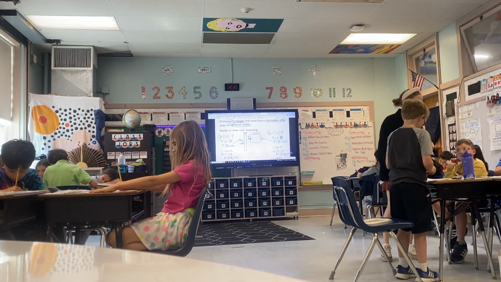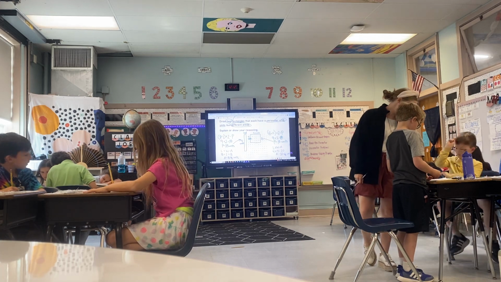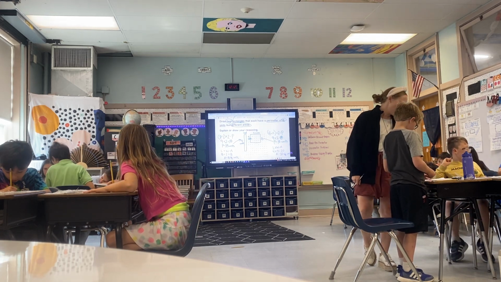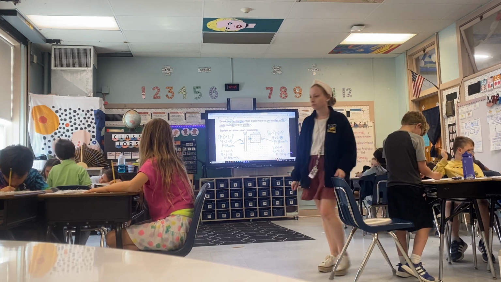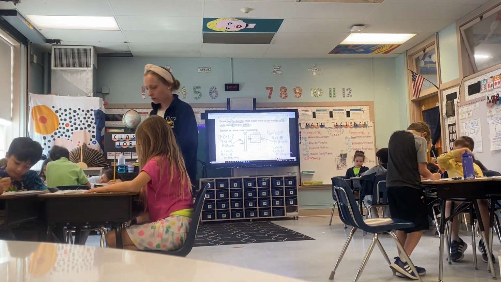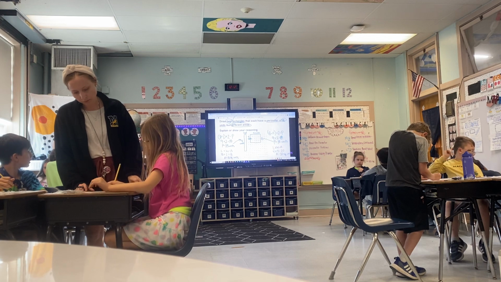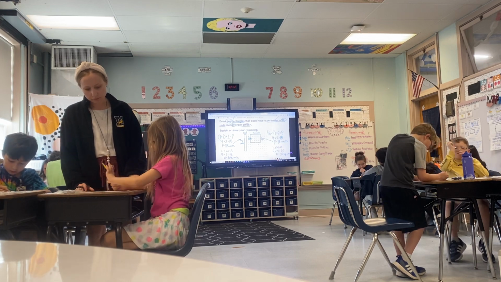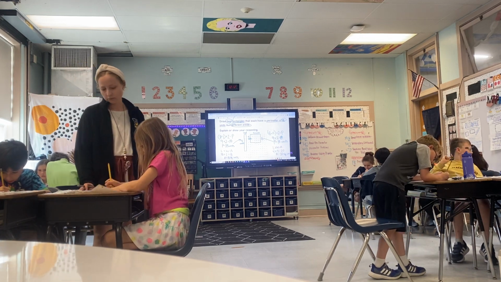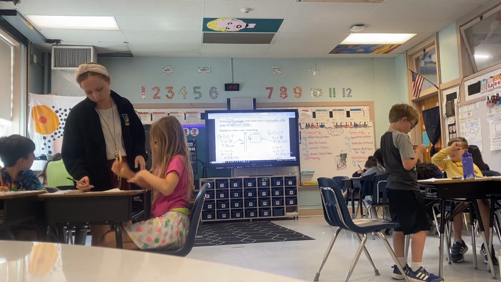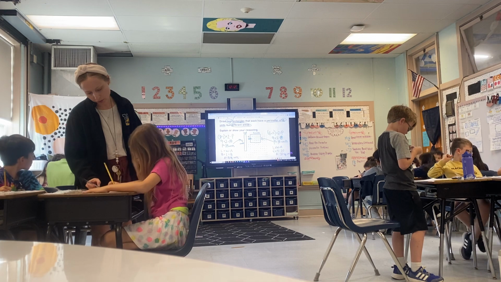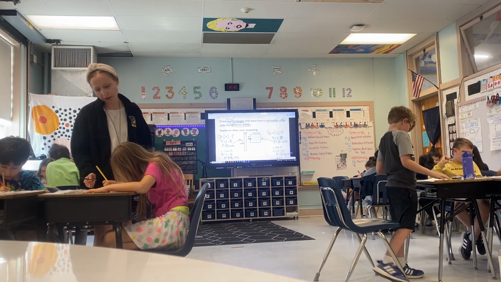Did you find your area? You have. Make sure you make square units though. How are you doing, Julia? That's okay. Just write around them. You can write through them. Okay, so you found your perimeters. Now you're finding your area.